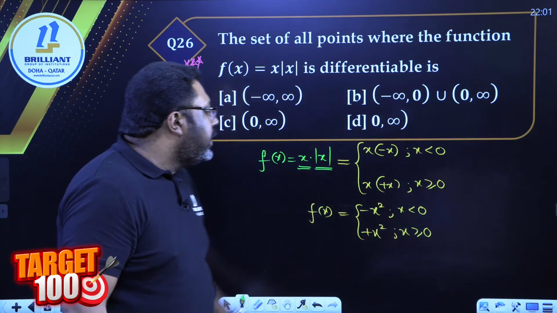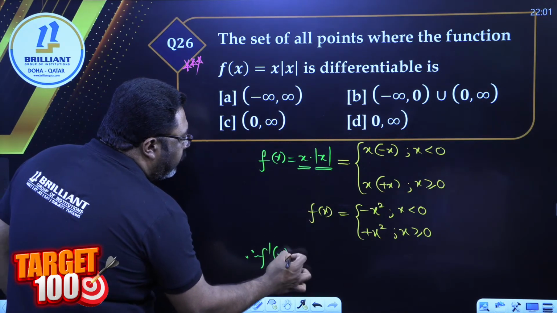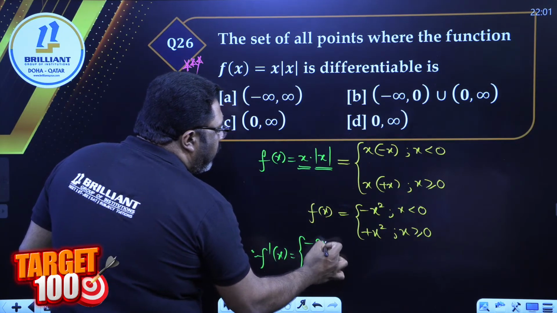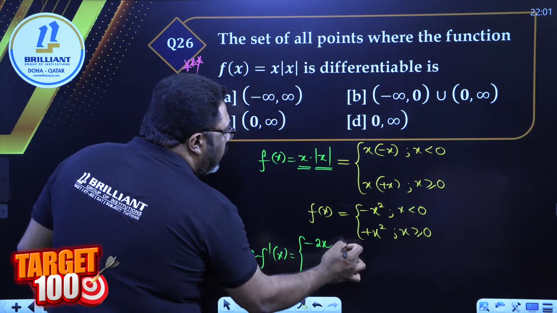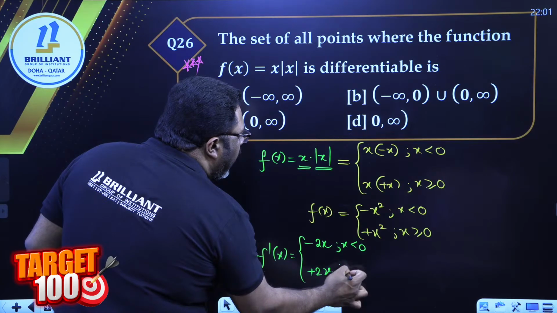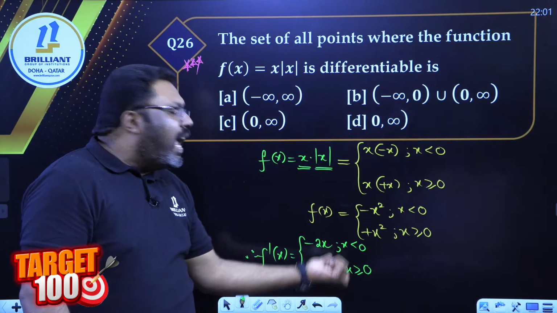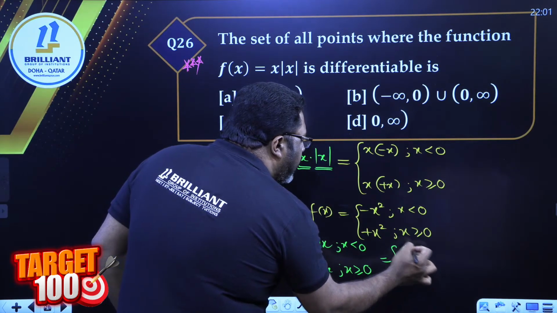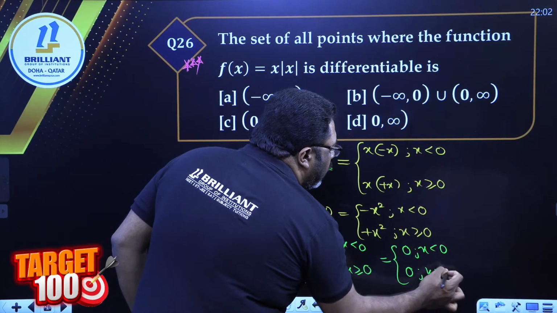I want everybody to take the derivative. What is the derivative of f of x? Don't check LHD, RHD, just check the derivative. Minus 2x and plus 2x, but you're so happy to have the value of x equal to 0. We are checking what's happening at 0. When I put x equal to 0, this is going to be 0 for x less than 0 and 0 for x greater than or equal to 0.